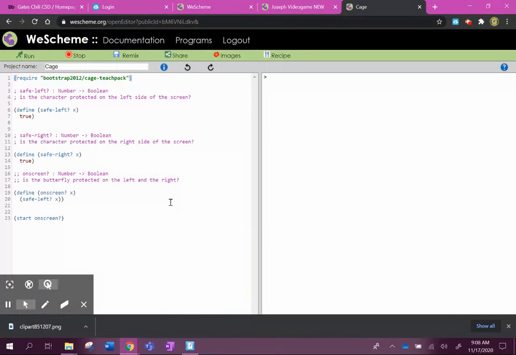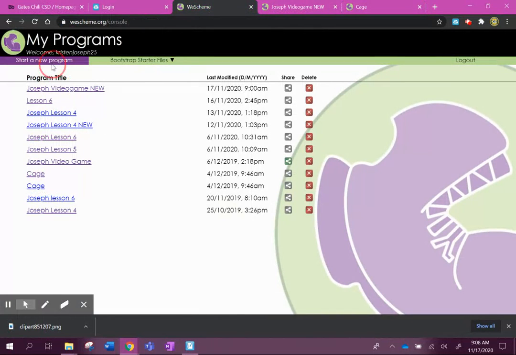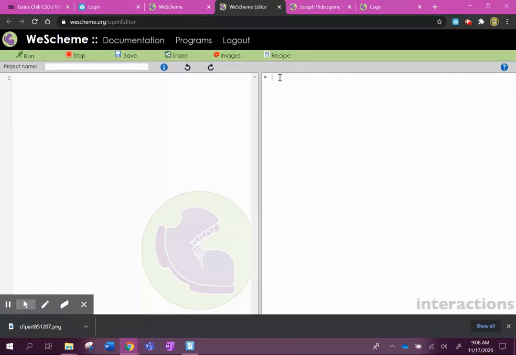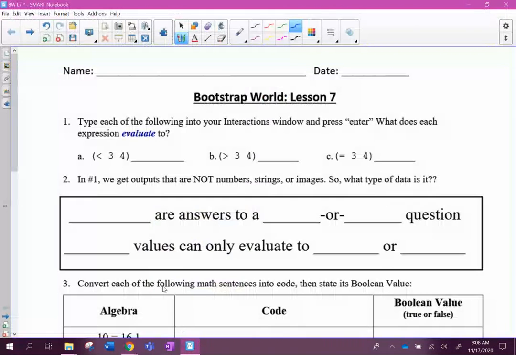So in Wii Scheme, I'm just going to open a new program. So we have less than 3, 4. I press enter, we get the statement true. My second one, I have greater than 3, 4. We get the statement false. And then my last one is equals 3, 4. That is also false. So instead of getting a numerical answer, we got a statement, true, false. Okay, so this first one was true and these two were false.